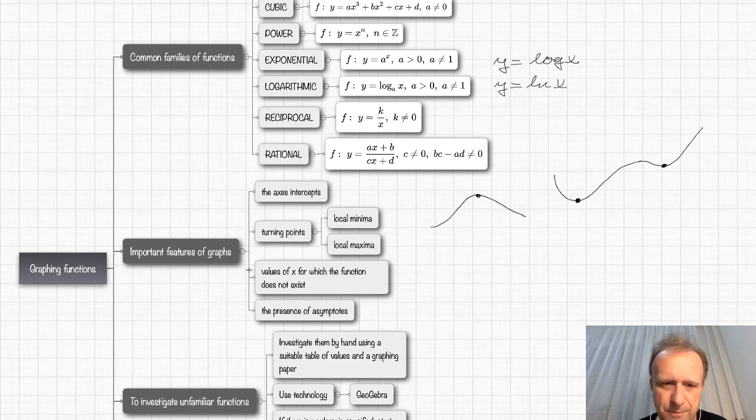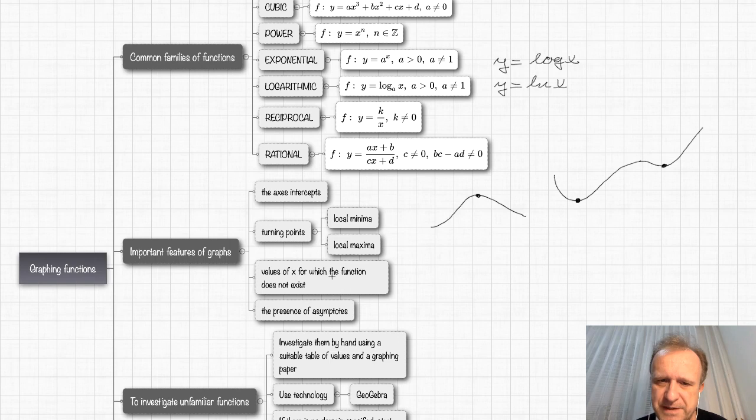Now, another characteristic which is important is the values of x for which the function does not exist. Sometimes the function is not defined at a given point because, for example, you would have to divide by 0 if you had to evaluate its value at that point.